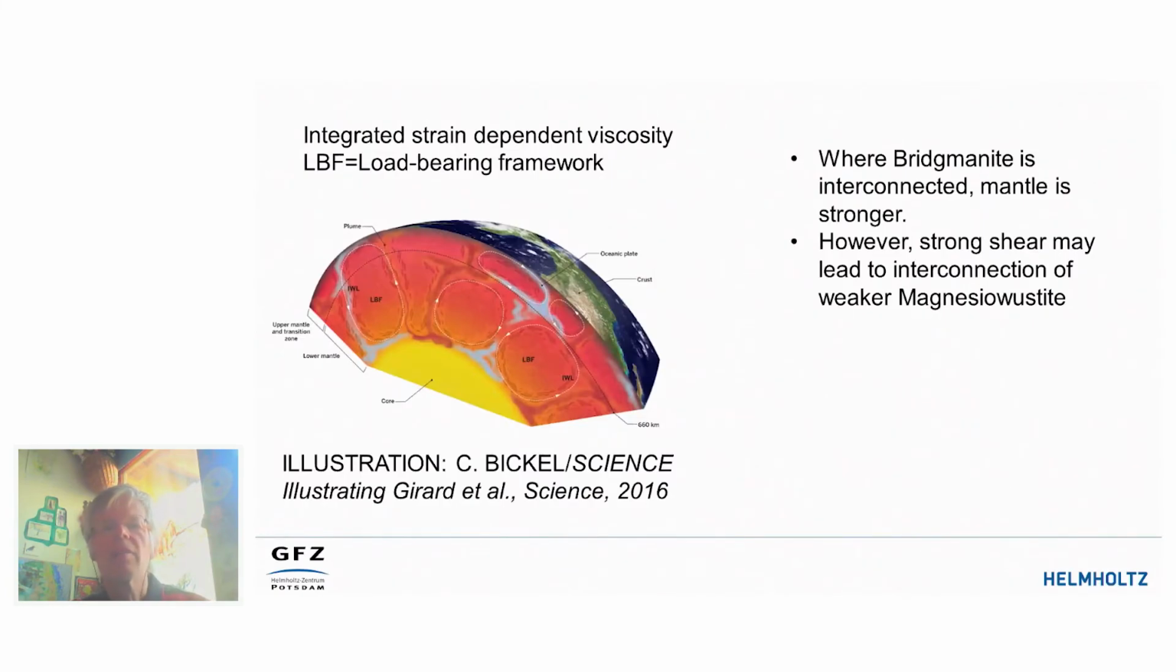Another idea is that viscosity may also be strain rate dependent. So it may not be that this is bridgmanite enriched, but just that in these regions, the bridgmanite is interconnected and then the mantle is stronger. However, if there is strong shear in the mantle, like in the plumes or in the slabs, this leads to the much weaker magnesiowüstite getting interconnected, and then this load-bearing framework of bridgmanite gets destroyed and you get much weaker viscosity. So in this case, viscosity is dependent on strain history.